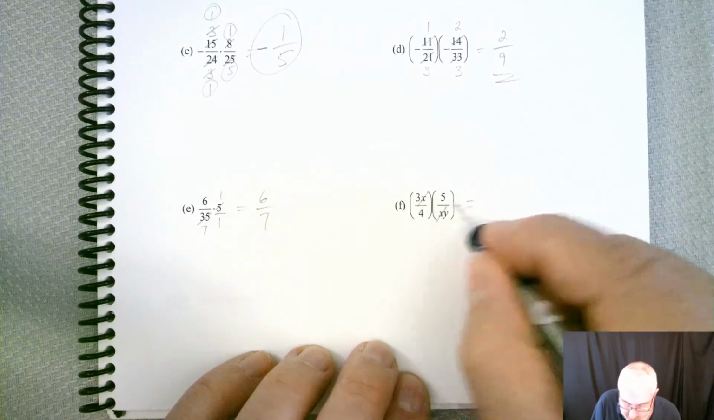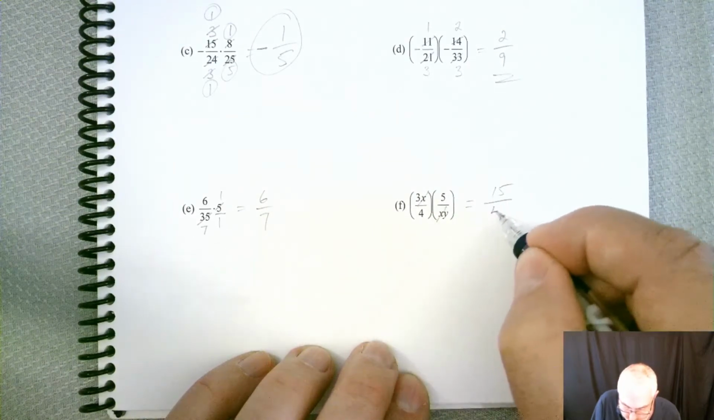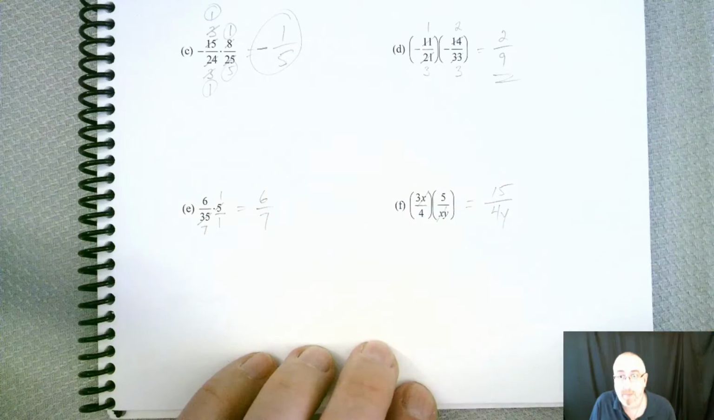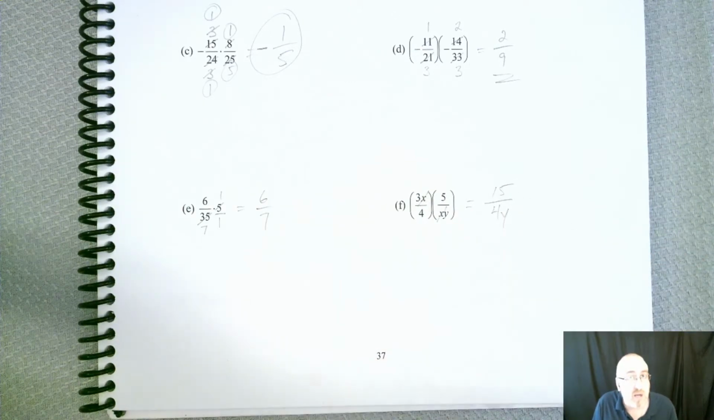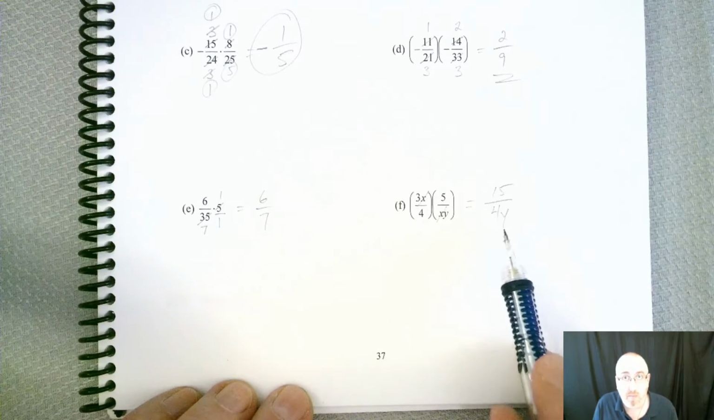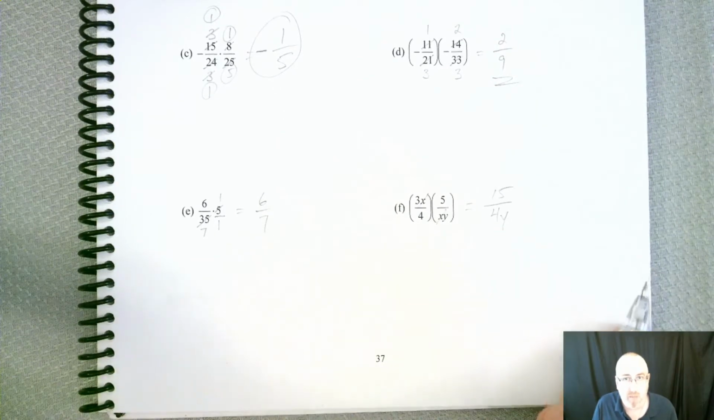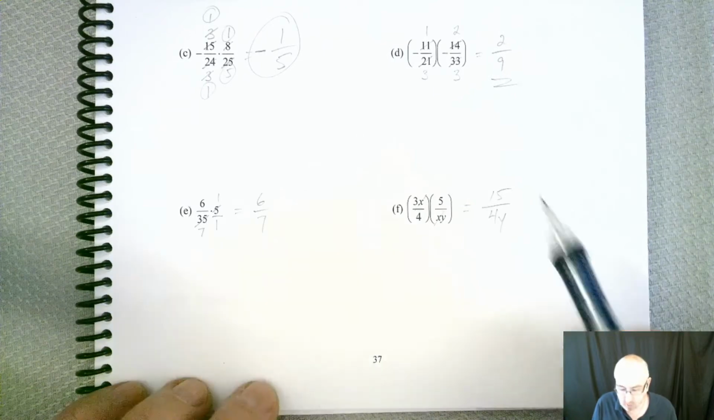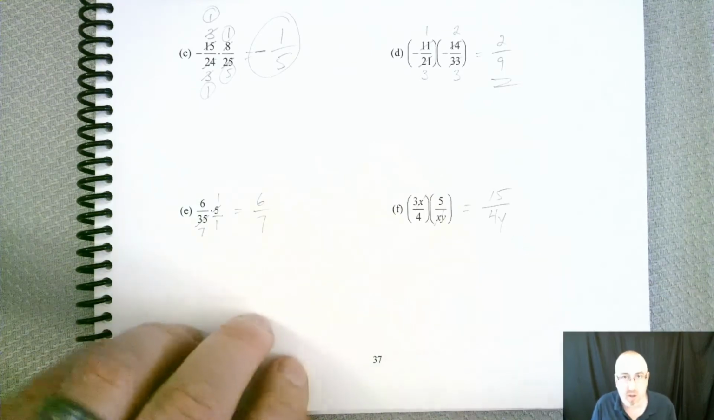So 3 times the 5 is 15. 4 times the y is 4y. Now, we have an improper fraction here. We haven't discussed how to take care of those yet. And if you already know, great, but don't worry about it when you have variables in there. So when you have those letters, don't worry about trying to make it look pretty. It's okay if it's lopsided. We'll take care of it later on, maybe. But for now, just leave it alone.